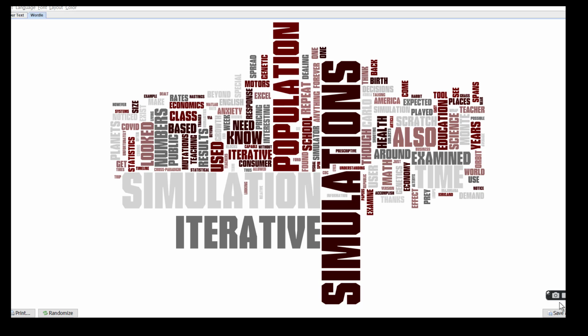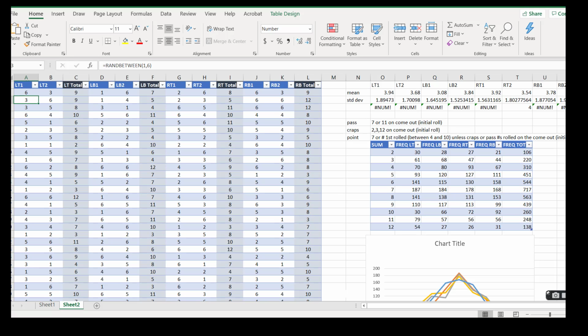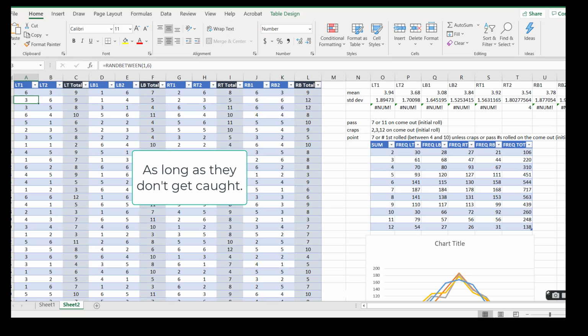These are iterative simulations. And my task today was to design an iterative simulation that would be interesting to my students, and the one I chose was what they do in the bathroom. Actually, it's playing craps. They take a towel, they lay it on the floor during lunch, and they play.